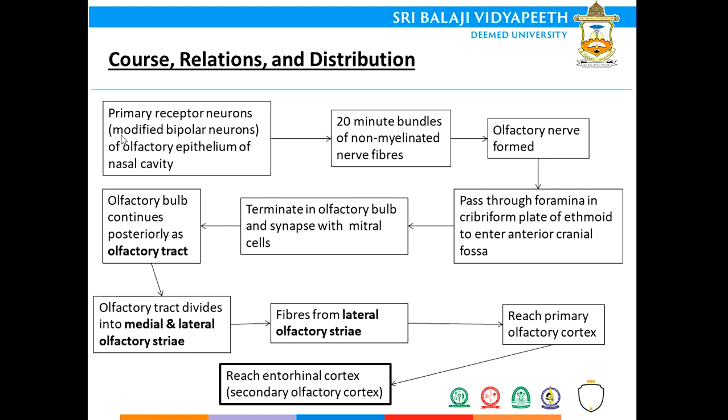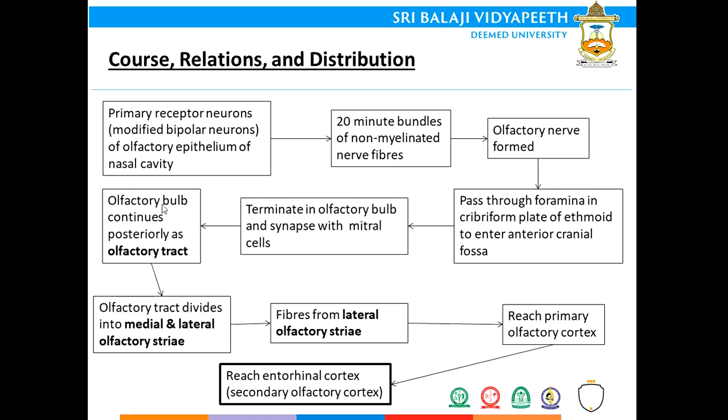The primary receptor neurons, which are modified bipolar neurons of the olfactory epithelium of the nasal cavity, are located within the olfactory epithelium. Around 20 minute bundles of non-myelinated nerve fibers will form a nerve, that is the olfactory nerve, which will pass through the foramina in the cribriform plate of the ethmoid bone to enter the anterior cranial fossa. In the anterior cranial fossa, they will terminate in the olfactory bulb and synapse with mitral cells.